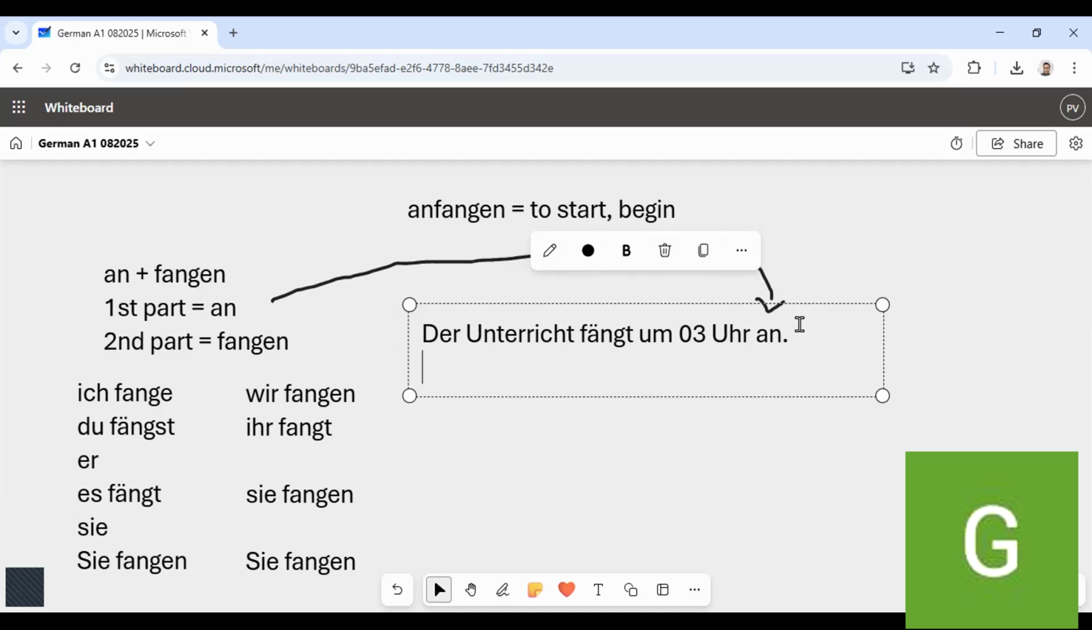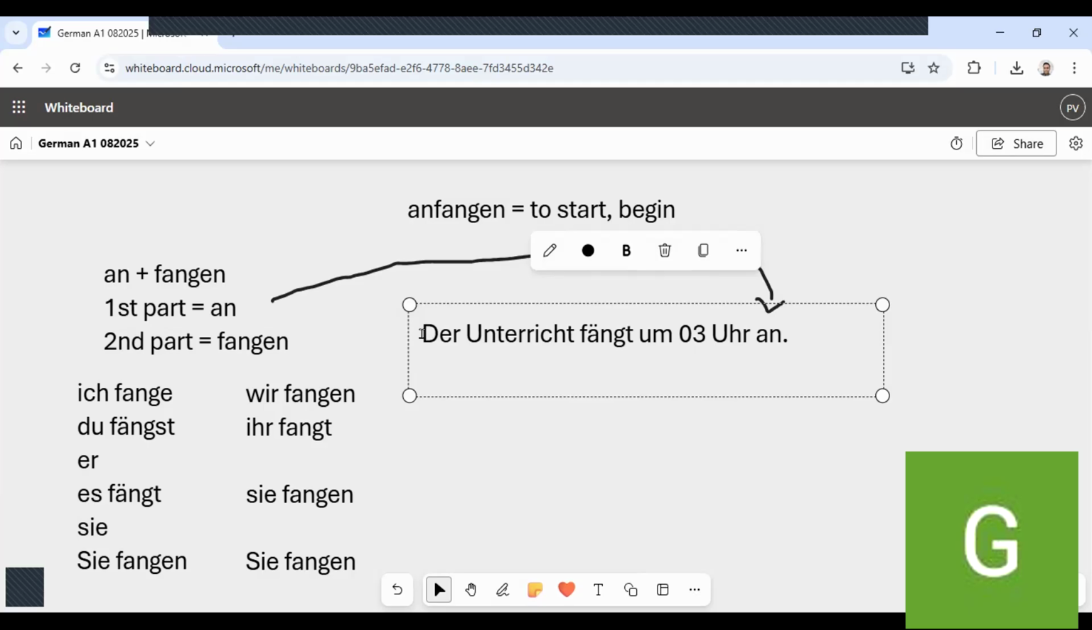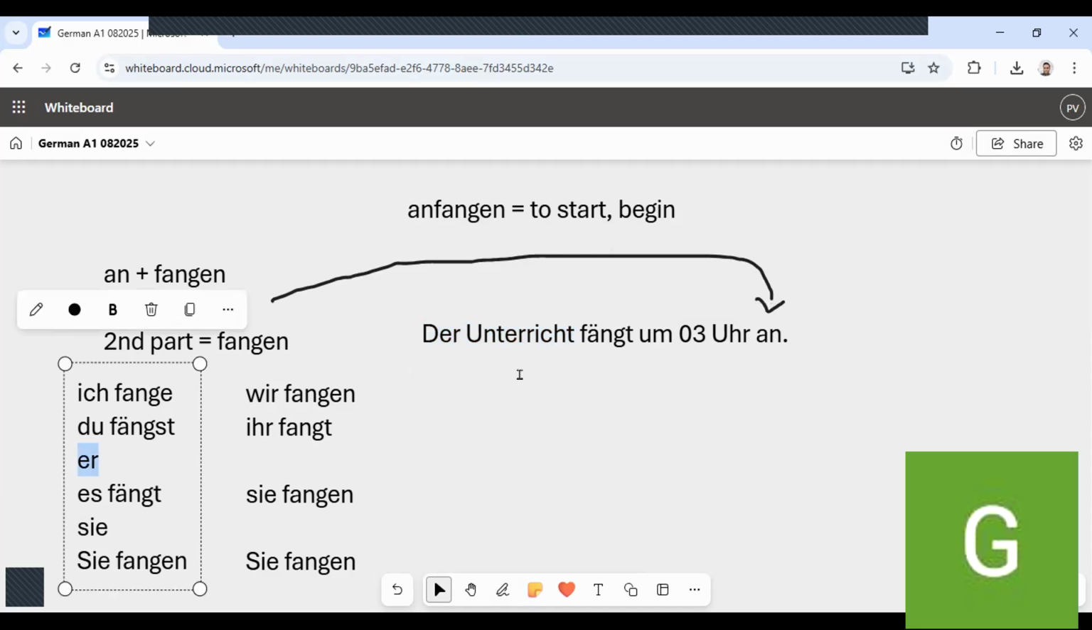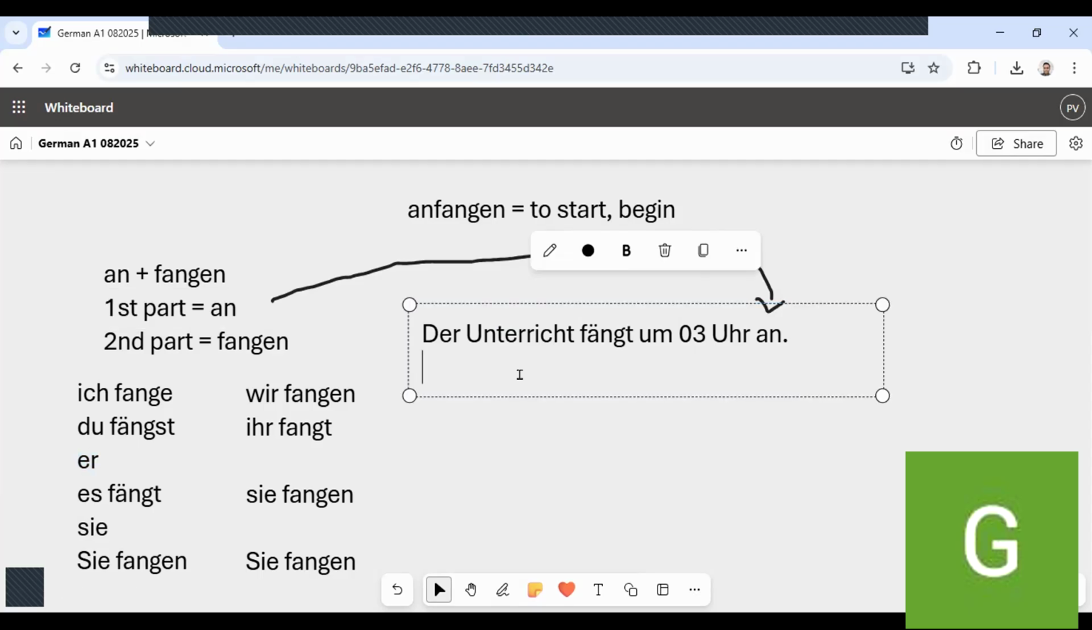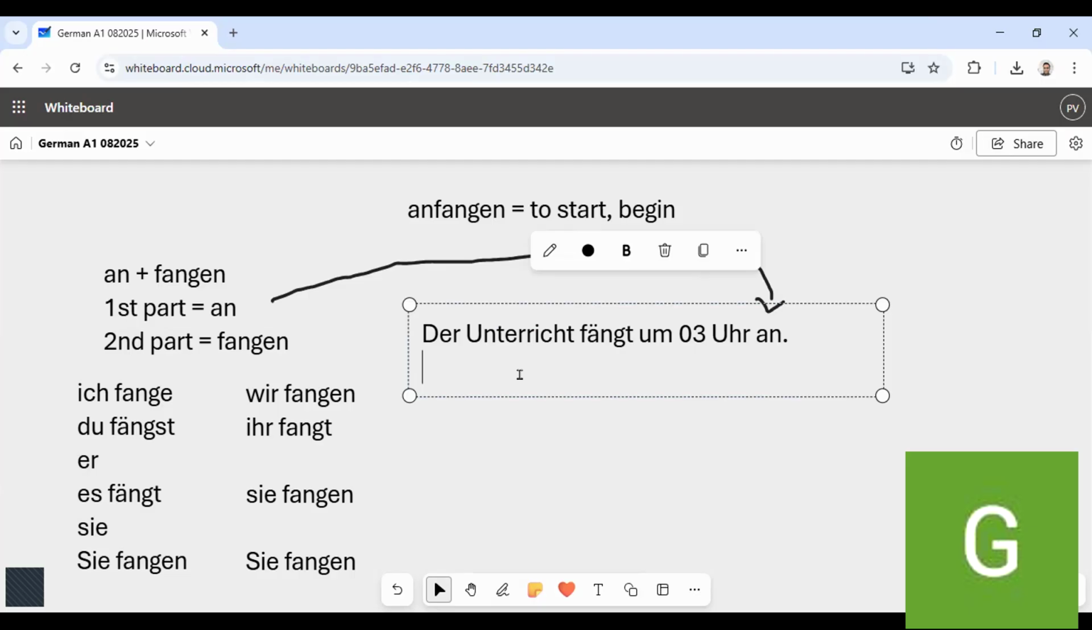Any doubts? It's the third person perspective. See, der Unterricht, it is masculine. So masculine will always be er. As I mentioned previously, in English all the non-living things will come into it, but it doesn't happen in German. Even if it is a non-living thing, but the article is masculine, it will be considered as masculine. And the personal pronoun will be er. Okay.